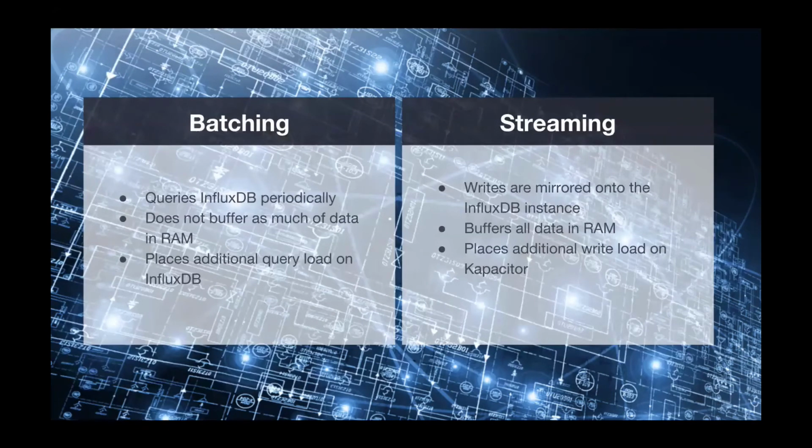So I would say generally, in situations where you need the lowest possible latency, and that's really integral to your operation, stream tasks in Kapacitor are going to be the way to go. If you're not as worried about that for your use case, then batch tasks are great because they use way less memory. They can handle that downsampling really, really well. And just make sure that it's not putting too much additional query load on InfluxDB.